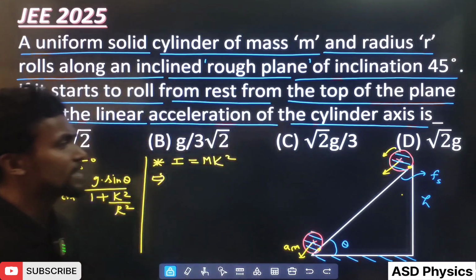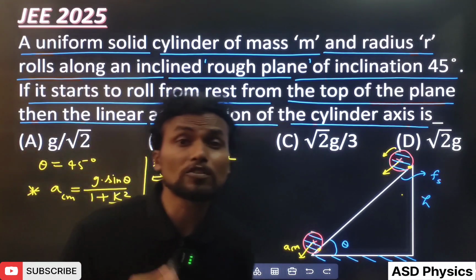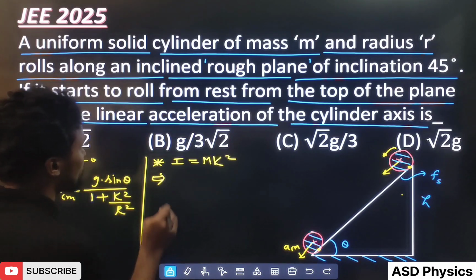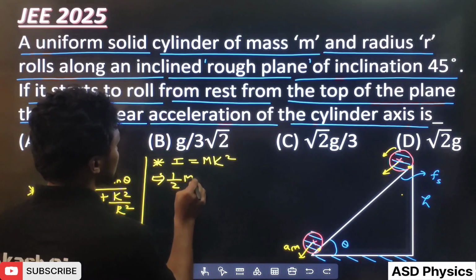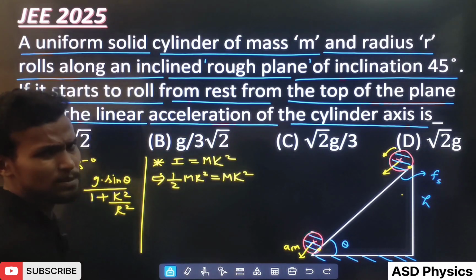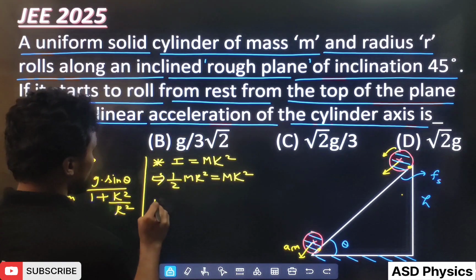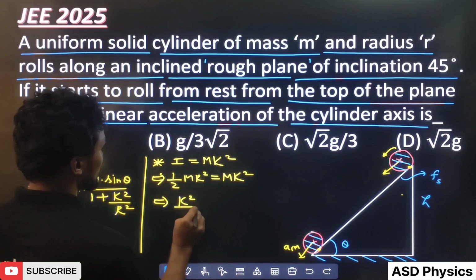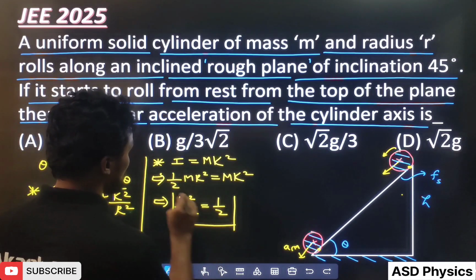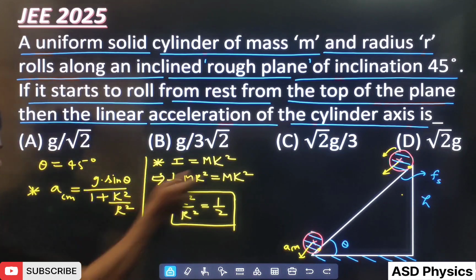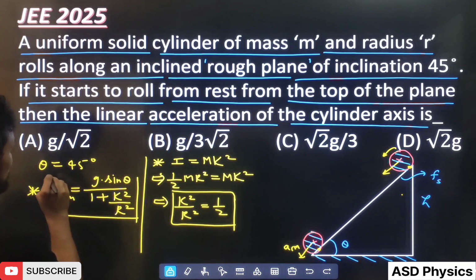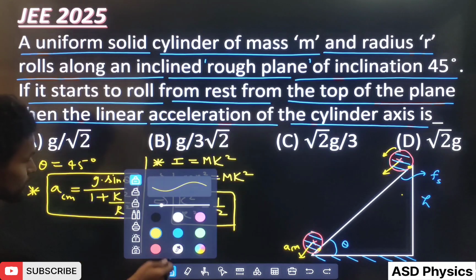So what is the moment of inertia formula for the solid cylinder? You know very well, it is half m r square. So half m r square is equal to m k square, similar to the disk. From here, if I calculate the value of k square by r square, it comes out to 1 by 2. Even for the disk it will be the same about the same axis. After that, I am going to use this very important formula.